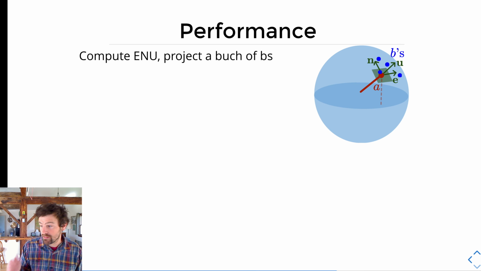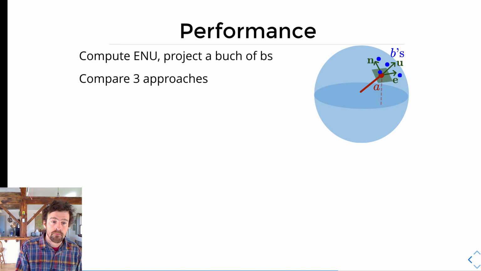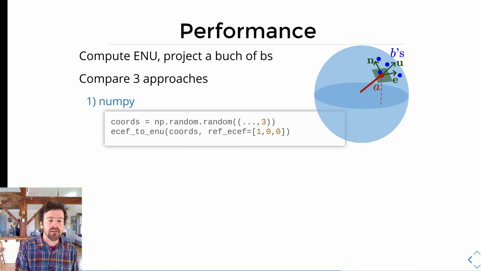All right, but how fast is it? That's important, right? If we're doing millions of points or something. So we're going to compare 3 approaches in this kind of performance assessment of this specific example. The first one is a NumPy approach. So this is the code I just showed you that GPT generated. So we're going to generate a whole bunch of coordinates and then convert them.